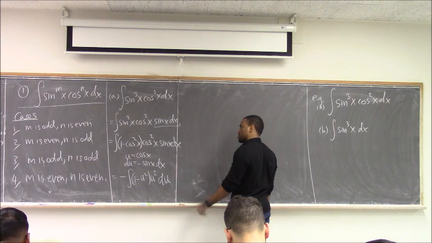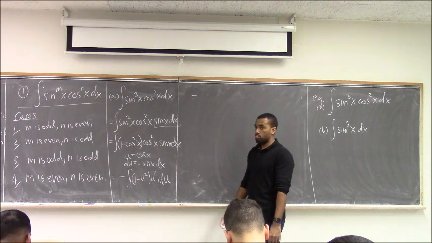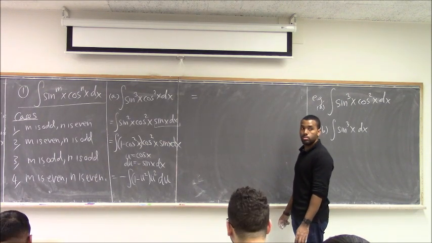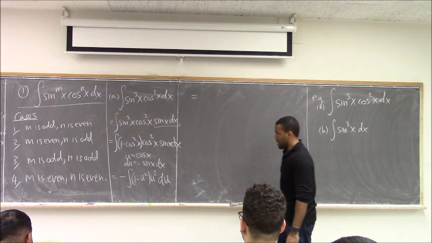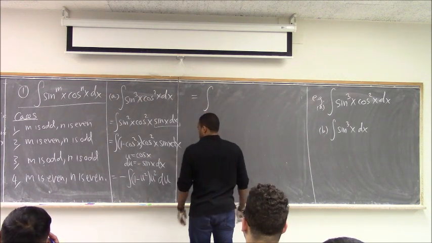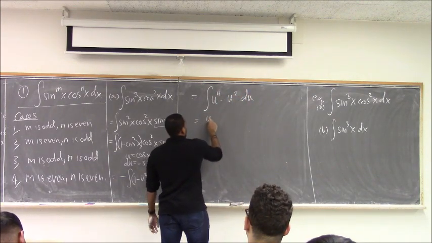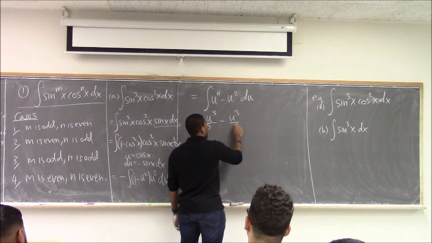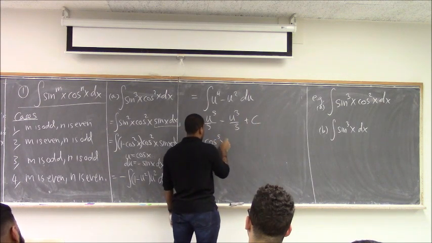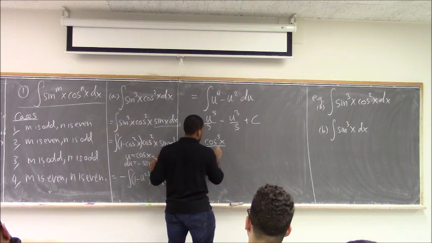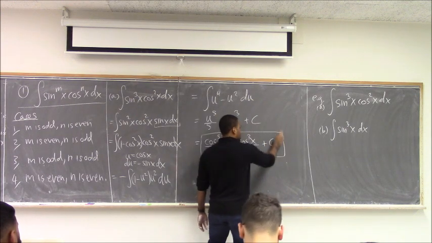What do we do here? You expand. So we're going to get u to the 5th over 5 minus u cubed over 3 plus C. And u was cosine. So cosine to the 5th over 5 minus cosine cubed over 3, plus C. And that's your answer.